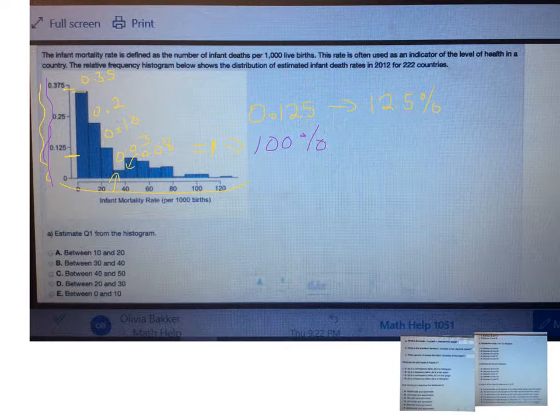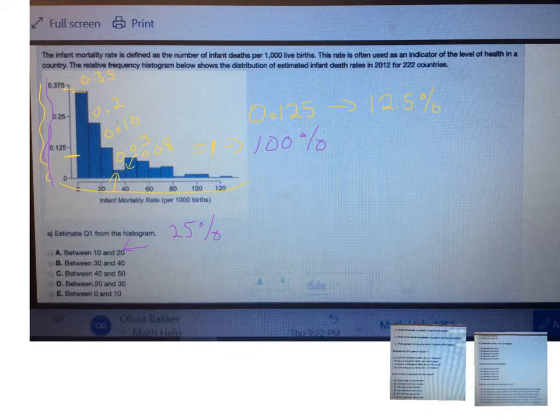So if you're estimating Q1 from the histogram, Q1 is the first 25% of the data. We can see that the first bar is already 35% of the total data, and so the 25th percentile would be contained in that bar. And so we would want to choose the first option for that answer.